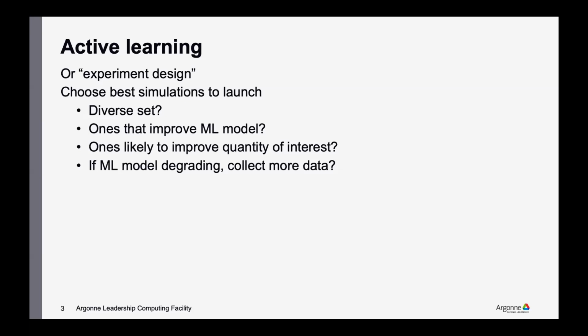And then also, let's say you have a machine learning model that's pretty good, but it's getting worse over time, then you might want to use active learning to collect more data. So maybe you're initially satisfied with your machine learning model, you're using it at scale, but you're monitoring its error. And then you say, if it is below some threshold, launch some more simulations to get more training data.